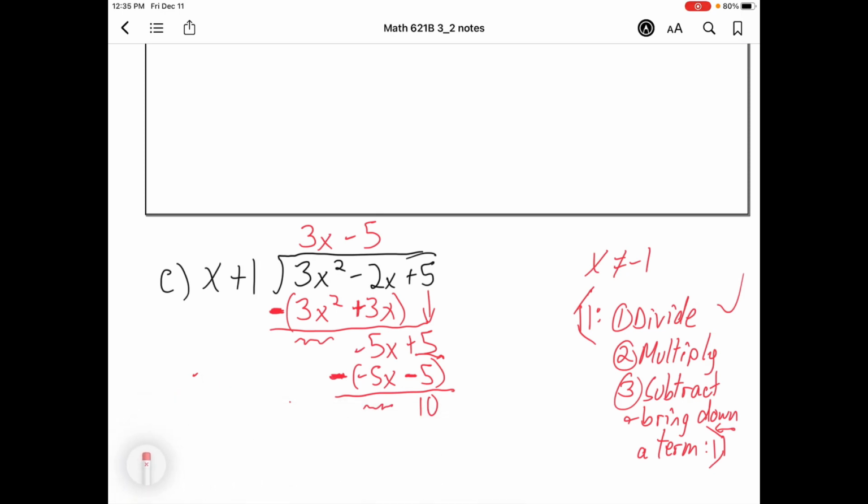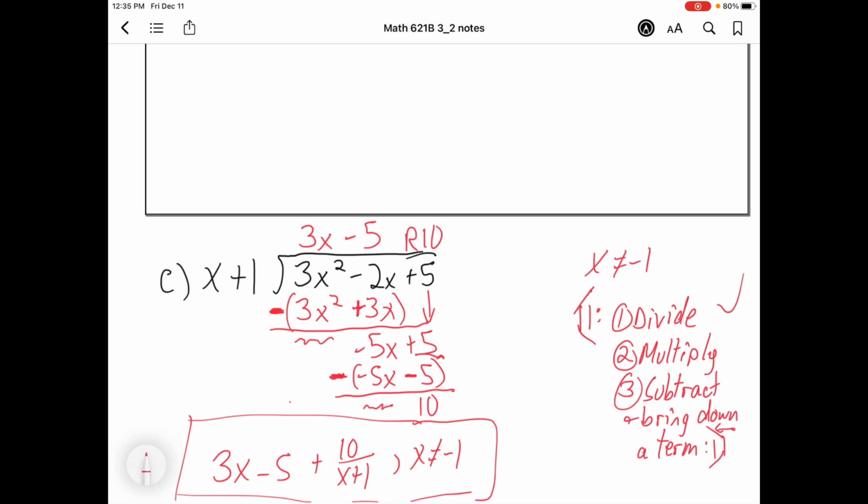And that's our remainder. So the answer here is just going to be 3x minus 5 plus the remainder over what we were dividing by in the first place. The restriction, if we want to state it, is x can't be negative 1.